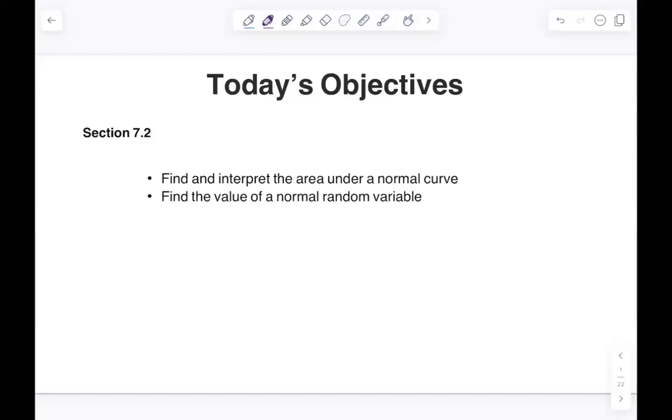So today we're going to find and interpret the area under a normal curve. We kind of talked about it in 7.1. And then we're going to find a value of a normal random variable. So given the area, we're going to find the value that goes with that area. Today will also be another short class, not quite as short as Tuesday, but it'll still be fairly short. And I have one of the homework problems pulled up because it's the one that tends to give people the most grief, so I wanted to go over how to do that as well. That'll be at the end.